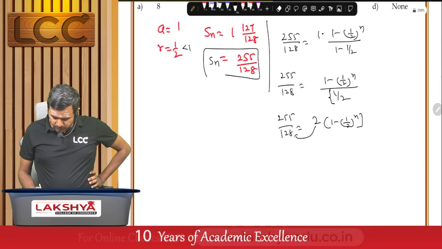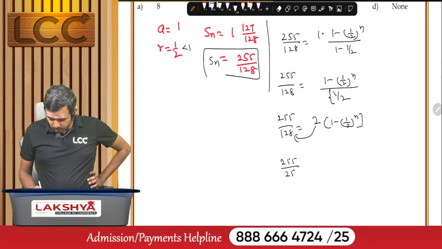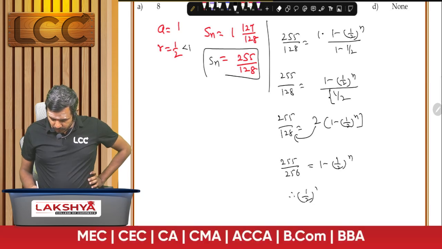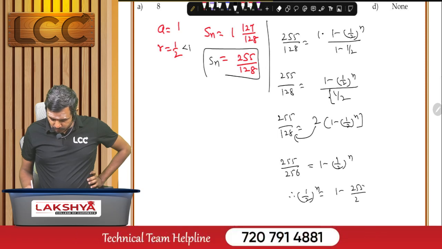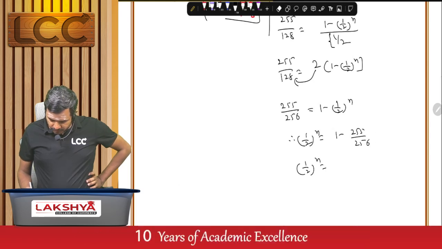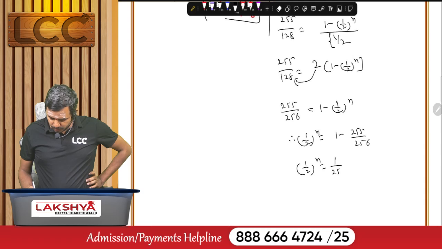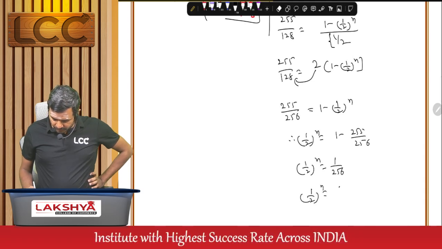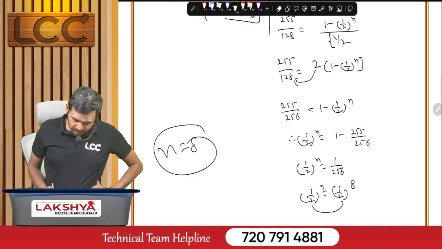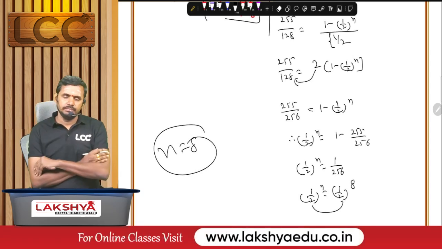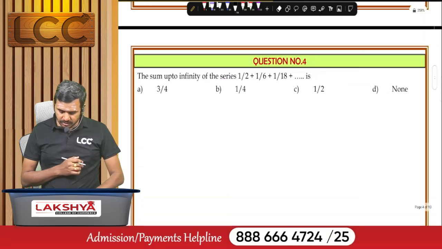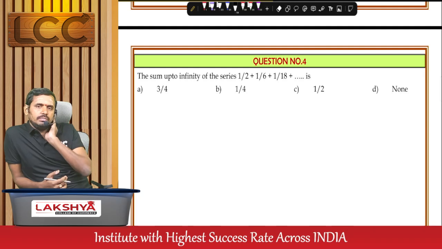Now take that fraction to this side: 255 by 256 is equal to 1 minus 1 by 2 power n. Therefore 1 by 2 power n is equal to 1 minus 255 by 256, which is 256 minus 255 by 256, that is 1 by 256. So 1 by 2 power n is equal to 1 by 2 power 8. Both sides have equal bases. Equating the powers, we get n is equal to 8. These are some different examples for finding the sum of n terms. Now we are entering into the sum of infinite terms of a GP.